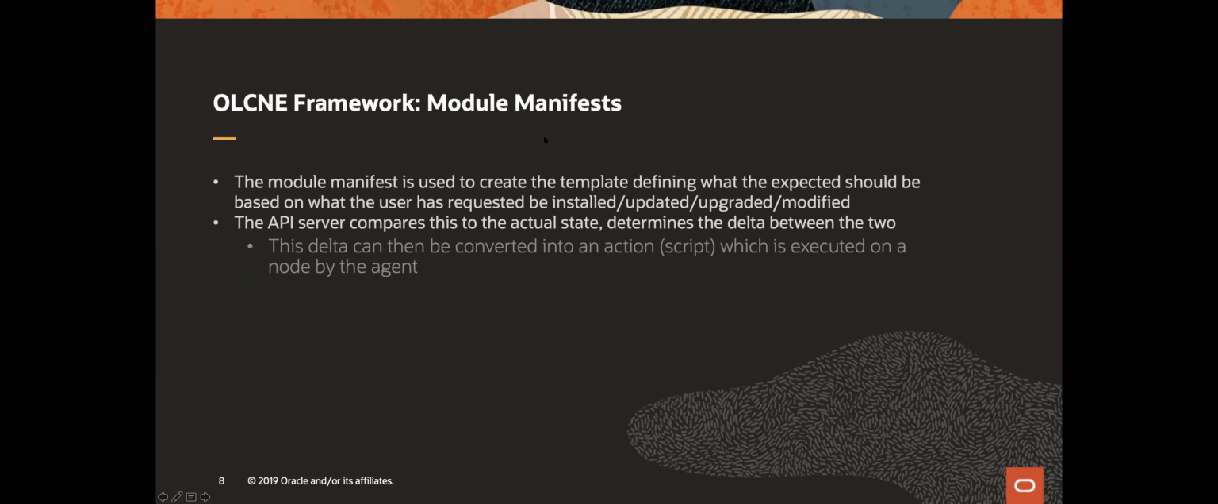So again, I think I just covered this in detail, but what will happen after we map and create the metadata that becomes the template for the API server, then what the API server will do is it will compare that manifest to the actual state. It will decide what the delta is between the two, and then it can take action by converting into a script, which can then be executed by the agent on the node to do what is necessary to either lay down a component, update a component, change the configuration on a component, etc.